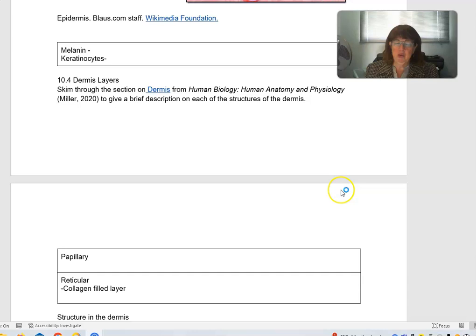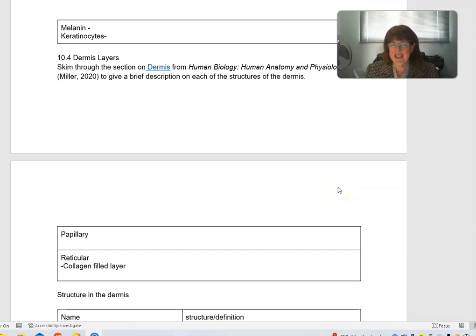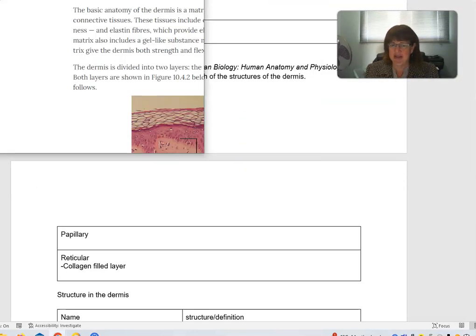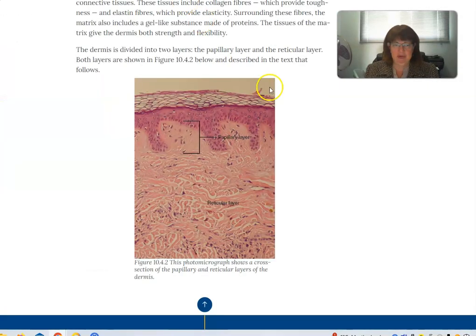Okay, let's look in a little more detail at the dermis, or the dermal layer. The dermal layer is where all the living parts are. And it comes in 2 different layers itself. There is this papillary layer, and papillary means finger-like or bumps. So here's your papillary finger-like layer.